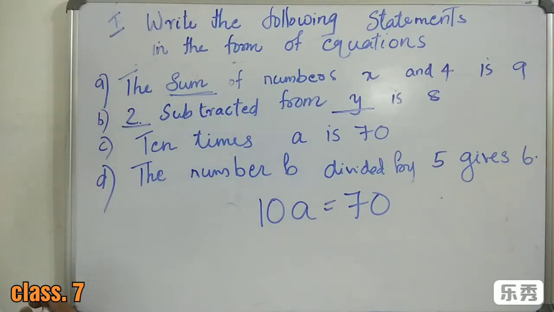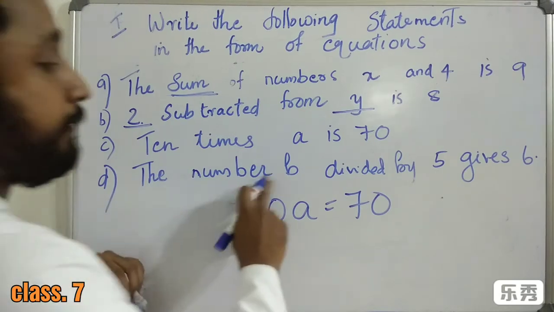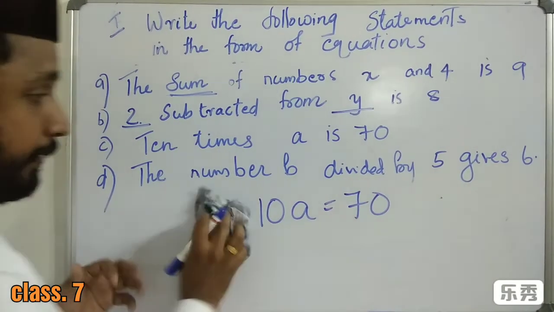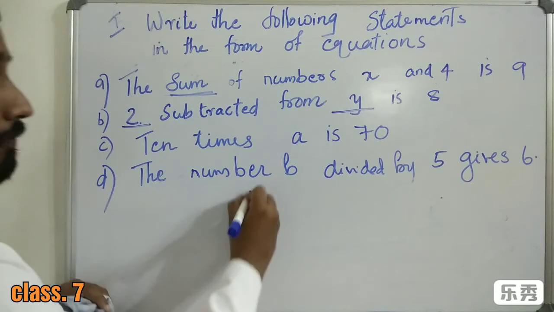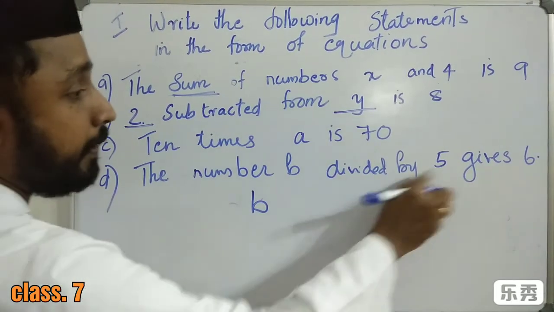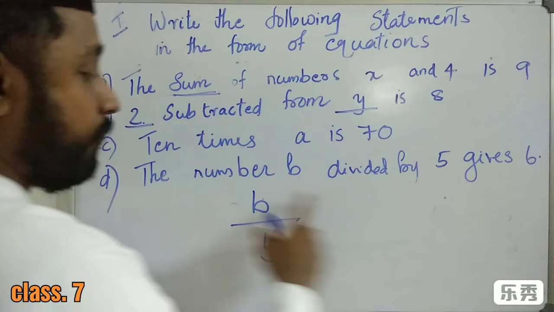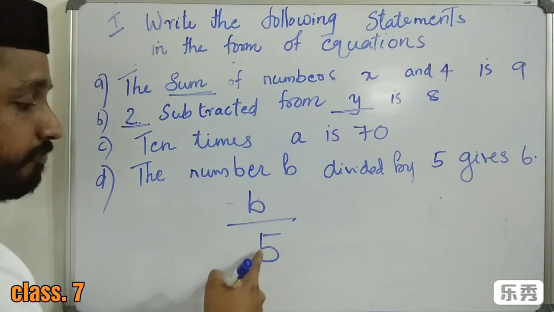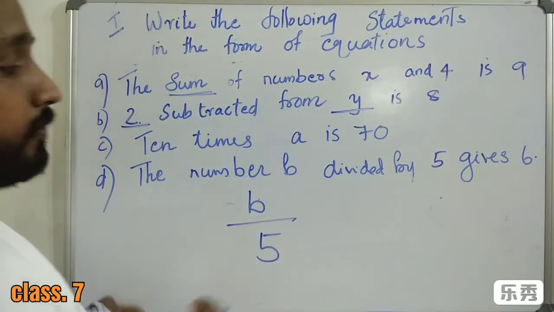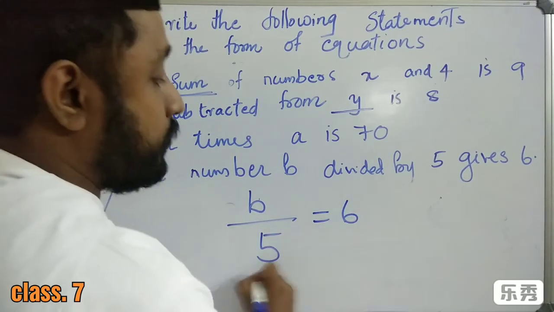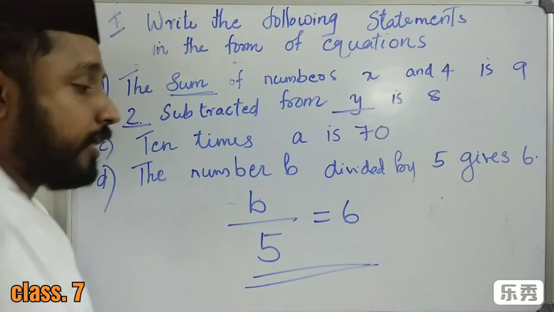Next one: the number b divided by 5 gives 6. We have a number b divided by 5, which gives 6. So b divided by 5 is equal to 6, that is b by 5 equals 6.